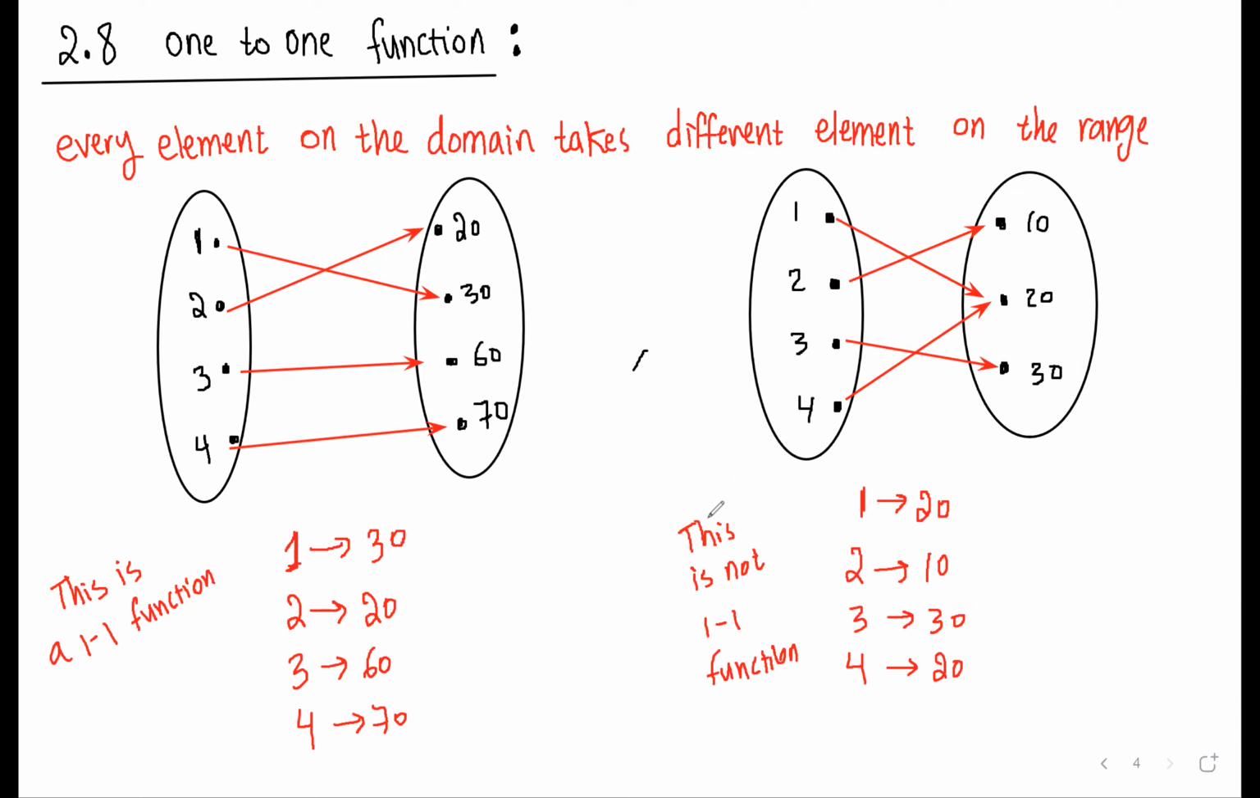Does it make sense, how to think about whether a function is 1-to-1? So again, every element in the domain must take a different element in the range, as we look in this example. This one is not 1-to-1 because the 1 goes to 20 and the 4 goes to 20, and not every element in the domain takes a different element in the range.